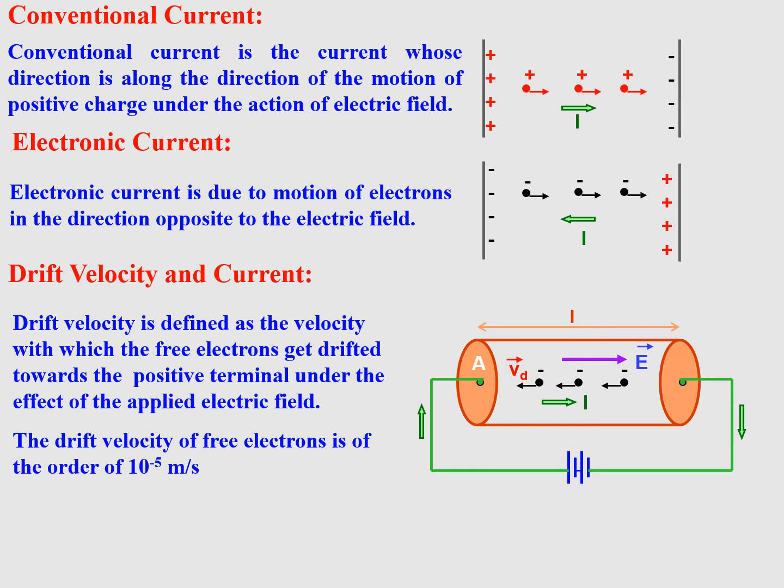The drift velocity of free electrons is of the order of 10^-5 meter per second. Current is directly proportional to drift velocity.